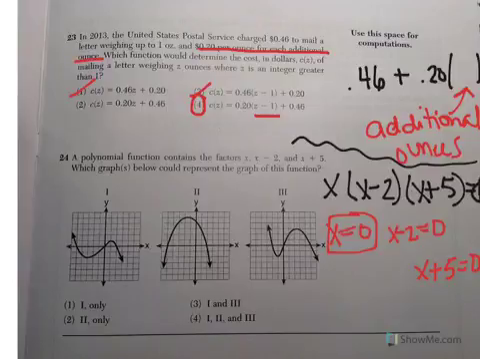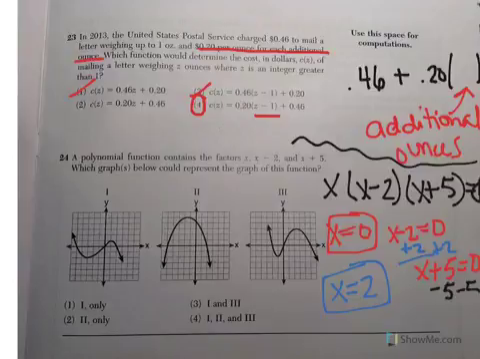X minus 2 equals 0 is not alone. To get x alone, I'm going to add 2. So now my other root is x equals 2. And if you haven't guessed it already, I need to subtract 5 over here to get x alone. And my third root is x equals a negative 5.